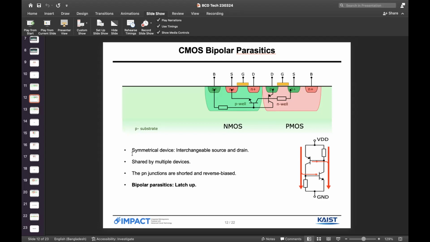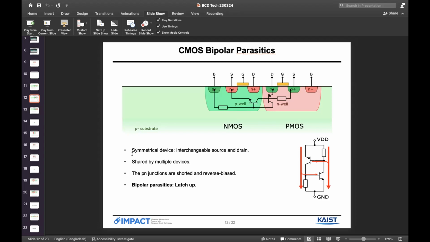But I mean, what happened when it connection might happen. So when we connect wrong voltage into drain, source and body, I mean the connection called latch-up.